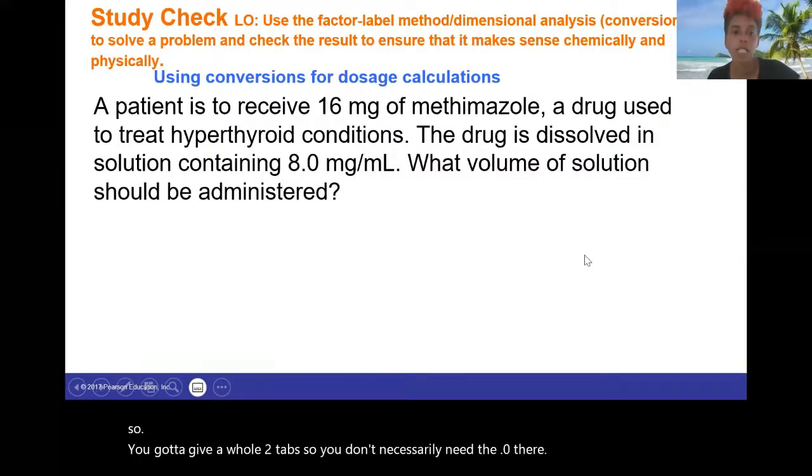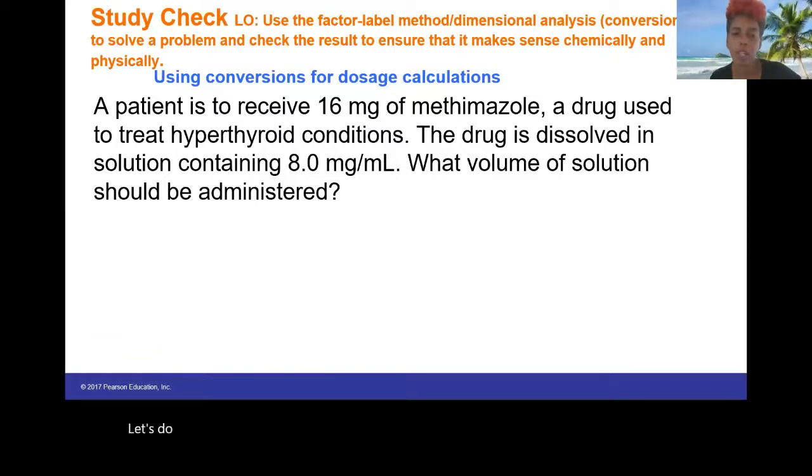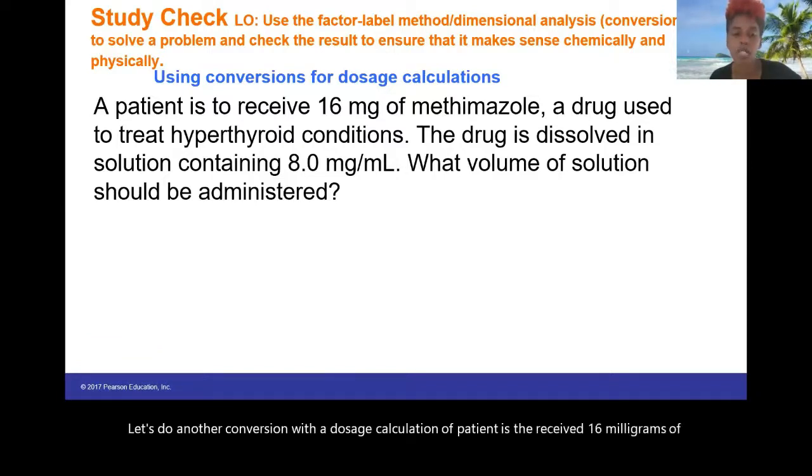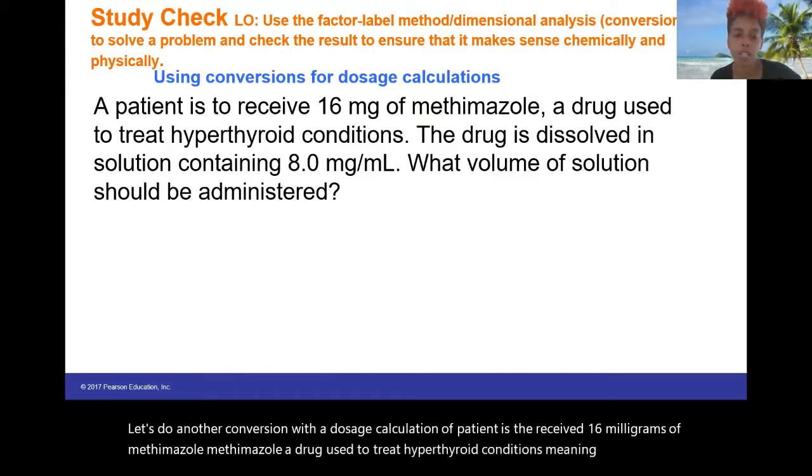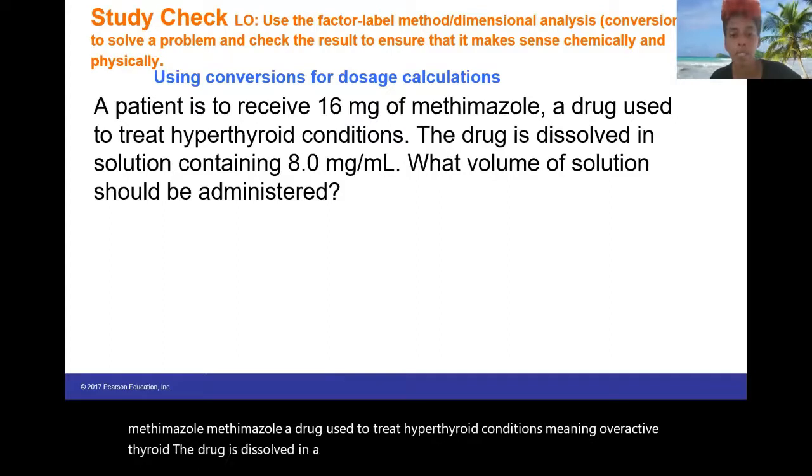Let's do another conversion calculation. A patient is receiving 16 milligrams of methimazole, a drug used to treat hyperthyroid conditions, meaning overactive thyroid. The drug is dissolved in a solution containing 8.0 milligrams of this drug per 1 milliliter of solution. What volume of solution should be administered?